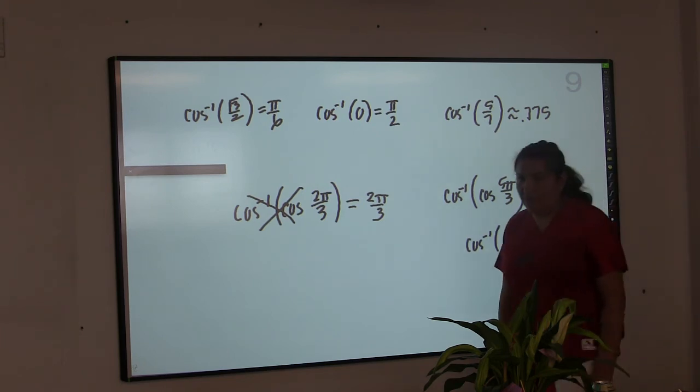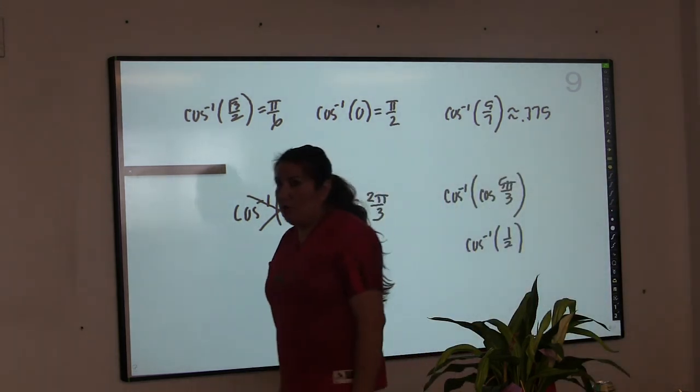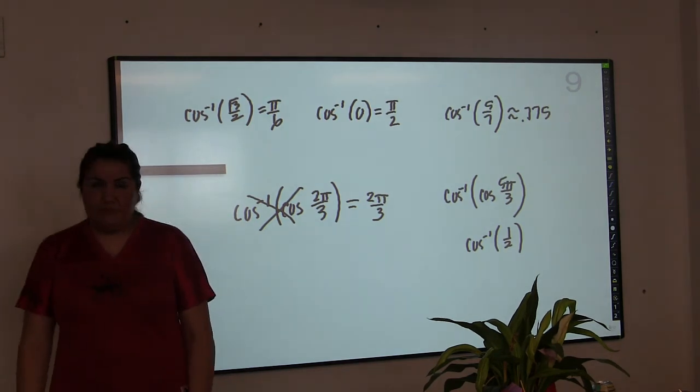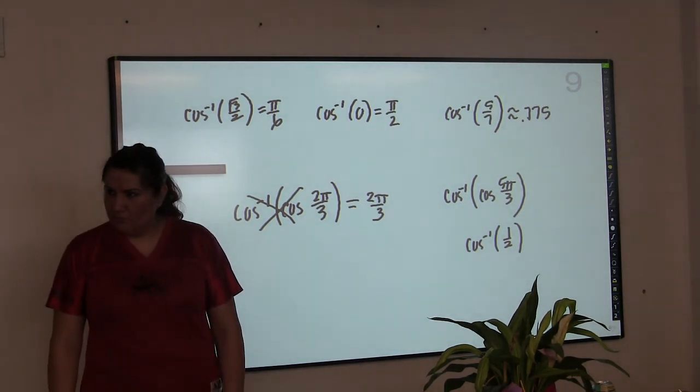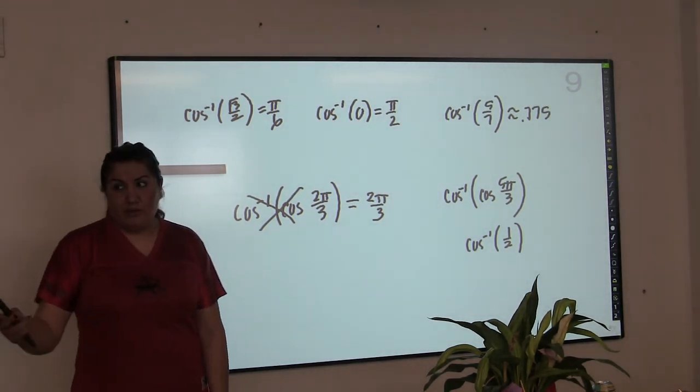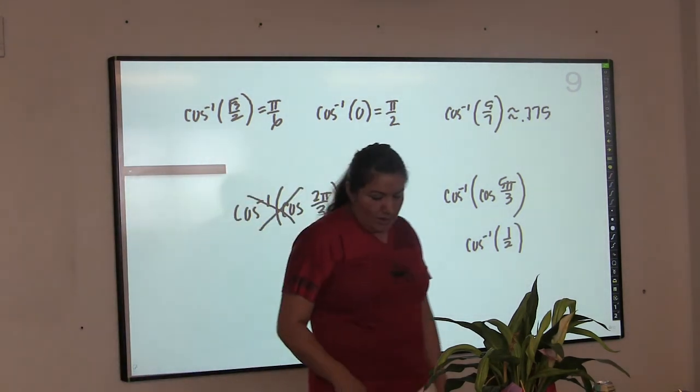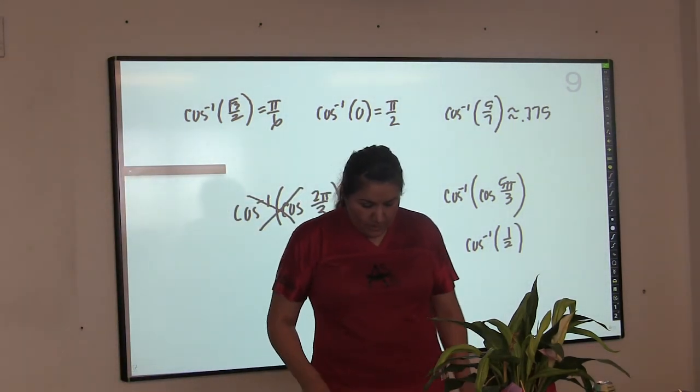What's cosine inverse of 1/2? Which angle measure will give you a cosine value of 1/2? Pi over 3. I thought you said 3 though. He did say 3. Not negative pi over 3. Pi over 3. All right?